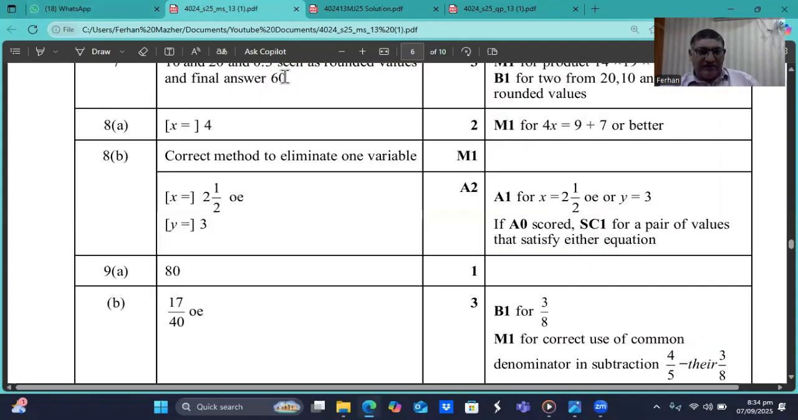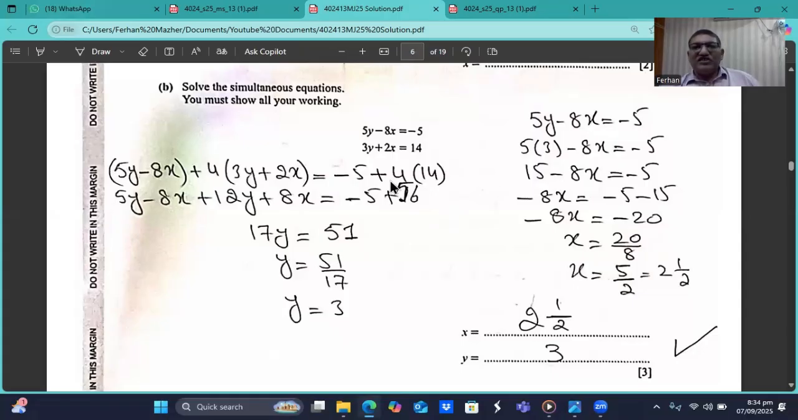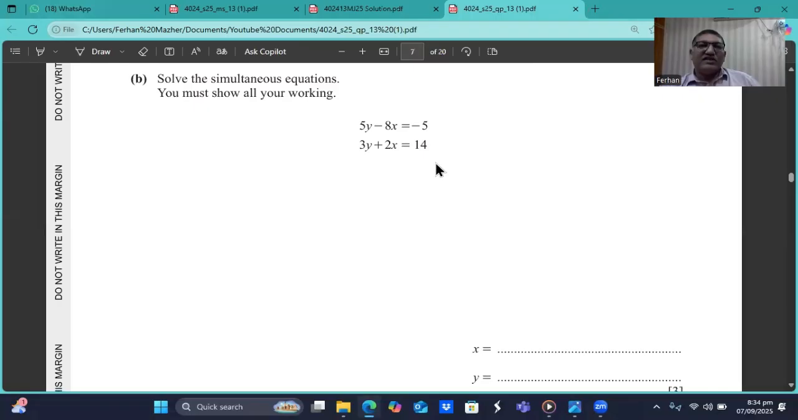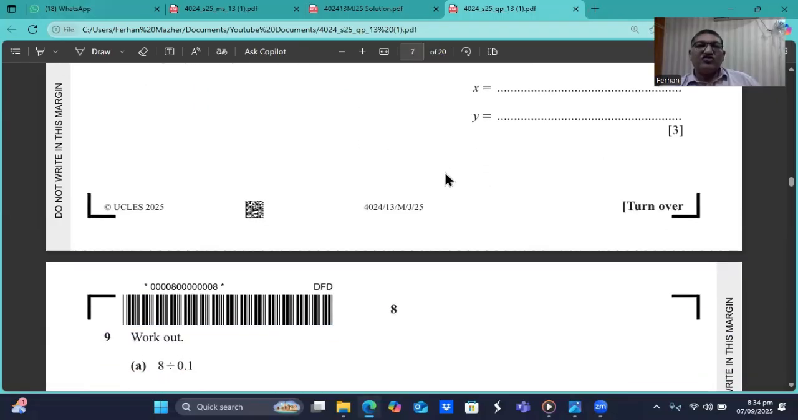Let's check from the marking scheme. The x is 2 whole 1 by 2, and the y is 3. I hope you understand. So this is how you do question number 8, part B. Let's go to the next part, that is question number 9.